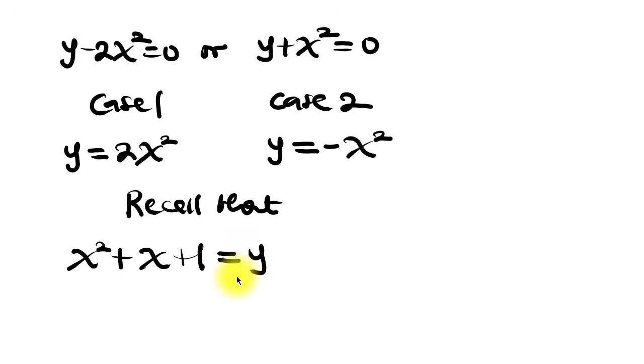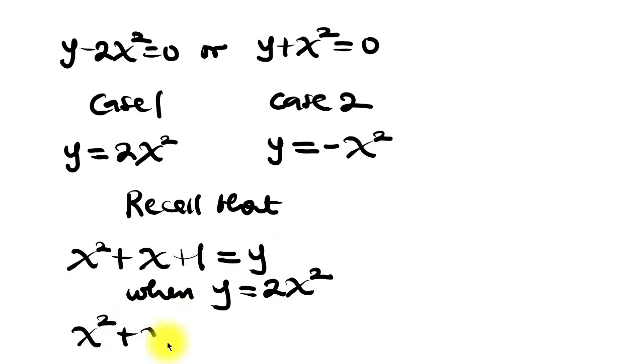Now we're going to be solving these cases one after the other. We start with the first case, when y is equal to 2x squared. Let's substitute that here. So we have x squared plus x plus 1 equal to 2x squared, which is the value for y. Now let's move everything to one side.